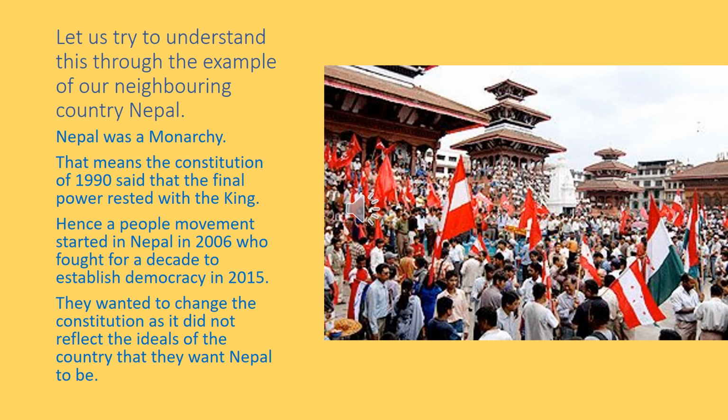People's movement meaning that people came on roads and there was a big protest against the king. They wanted to remove the king from the throne and they wanted to establish a democratic government in Nepal. So the people came on the roads, they fought against the king, and they established democracy, fighting for almost a decade, for more than 10 years. And finally, in 2015, democracy was established in Nepal.